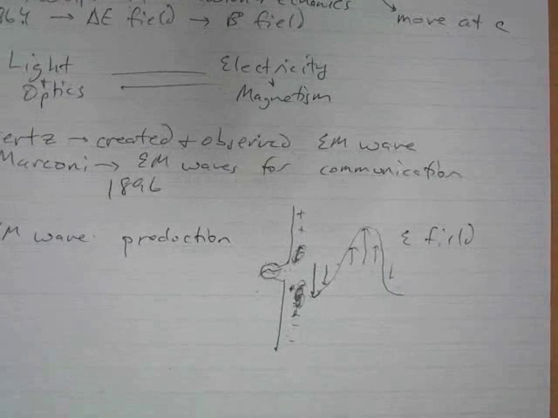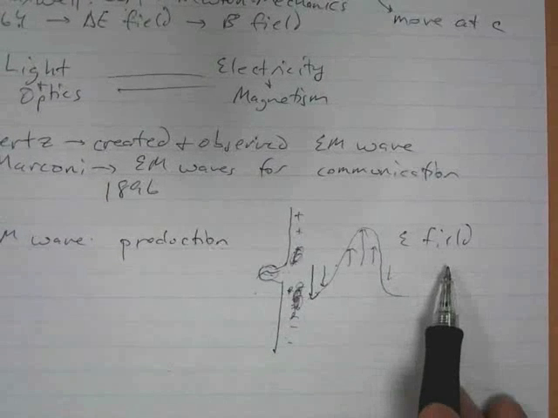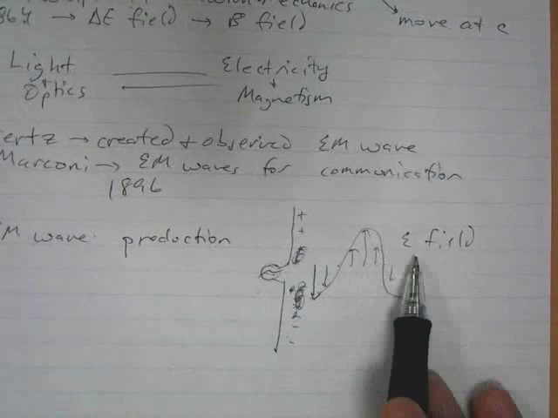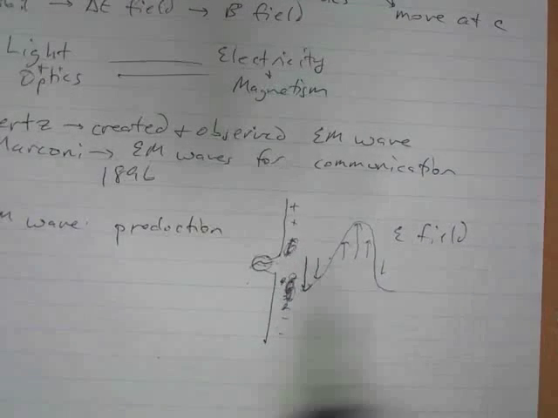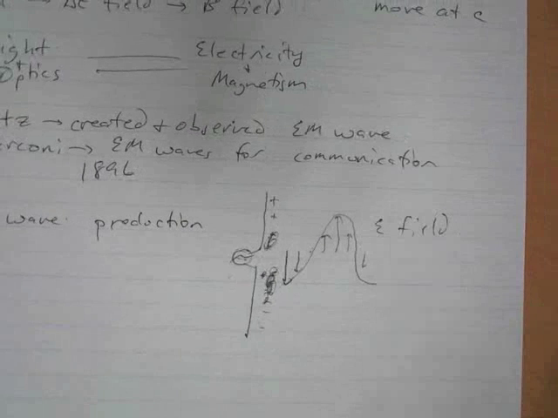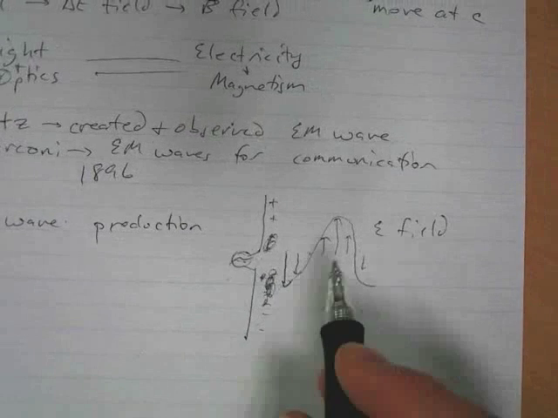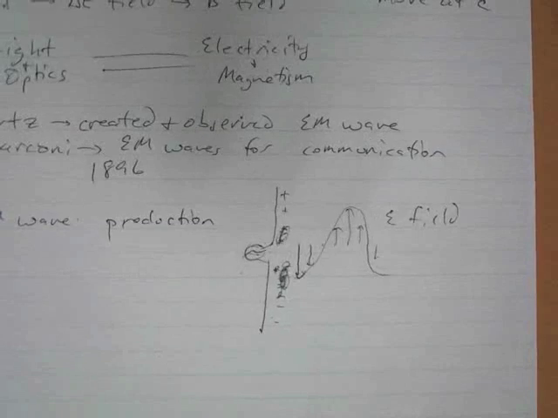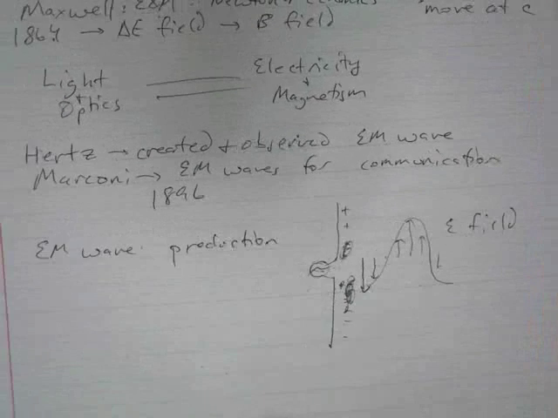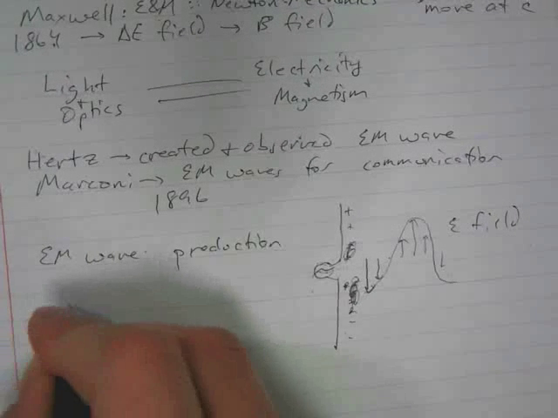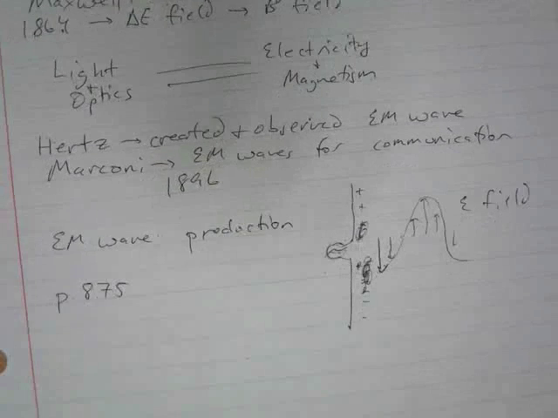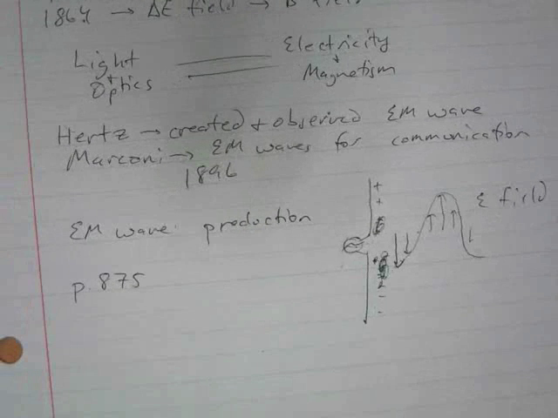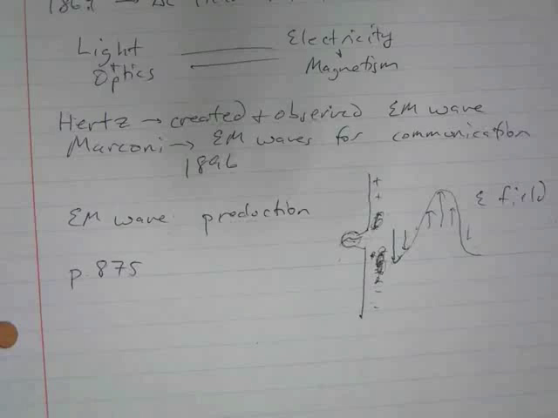Now it turns out there's also a magnetic field. It's called electromagnetic: there's an electric field and there's also a magnetic field. I'm going to attempt to draw this, which is a bold proposition. There's a good diagram in your book on page 875 that I'm going to attempt to reproduce, but it's a 3D drawing, and that's hard for me to do, so bear with me.